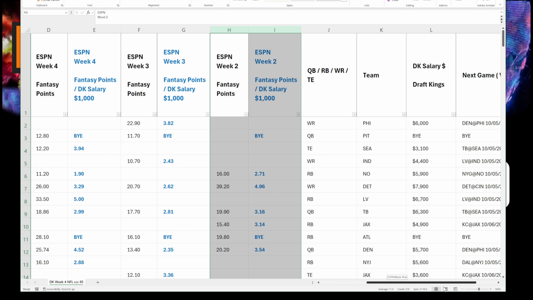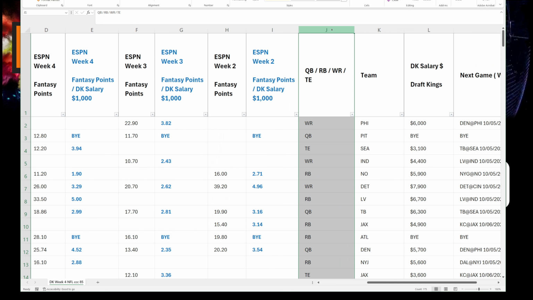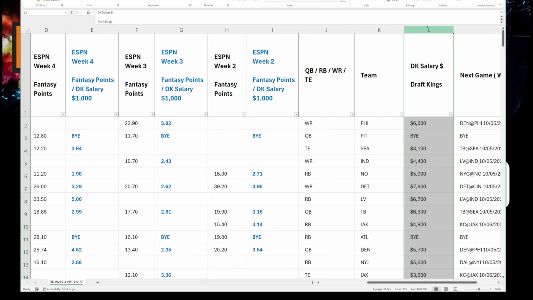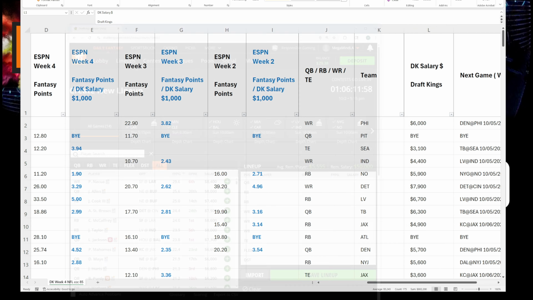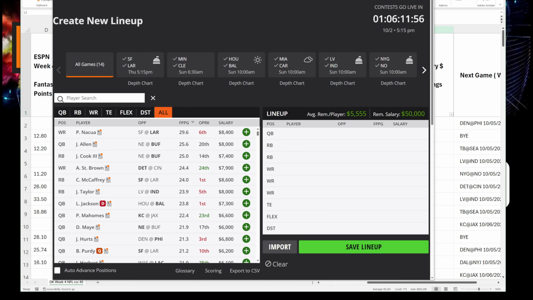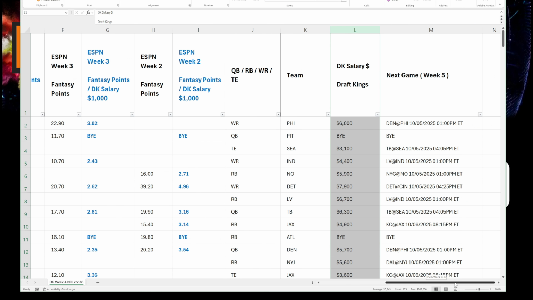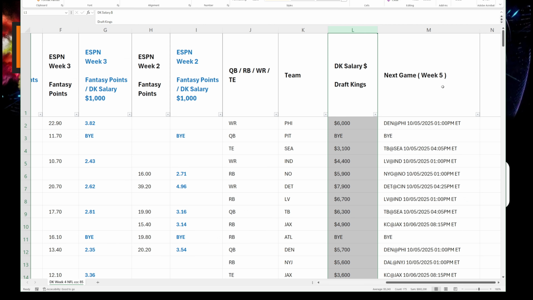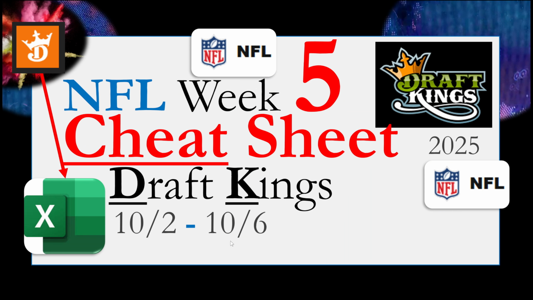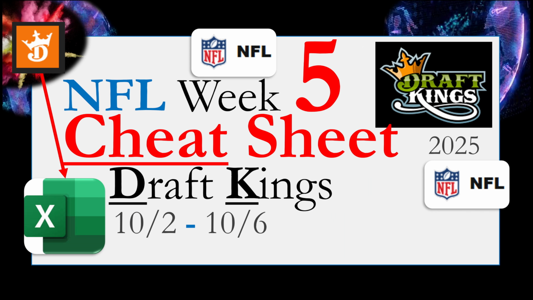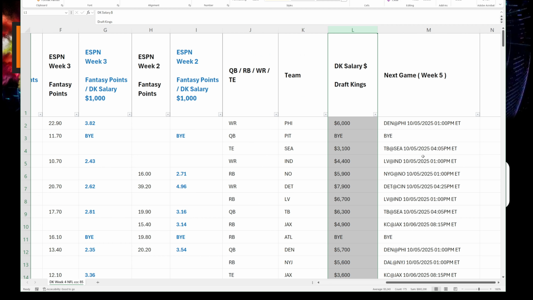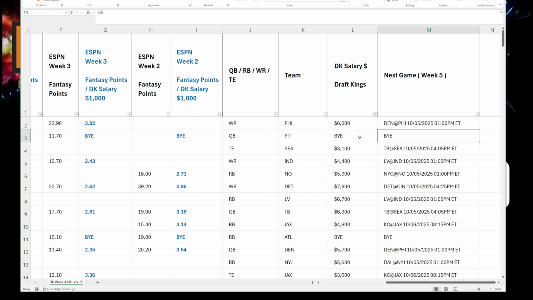If you go to the right, I have the position, the team, the DraftKings salary. The salary is adjusted week to week. So this is the up-to-date DraftKings salary, which you will find on the website this week. And then I also have the upcoming game, week 5. And these games will run from Thursday, October 2nd through Monday, October 6th, 2025. So this week, some of the teams have a bye week. And there I designate it as bye.